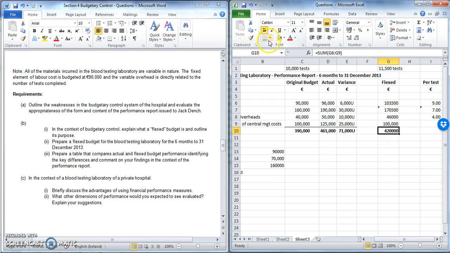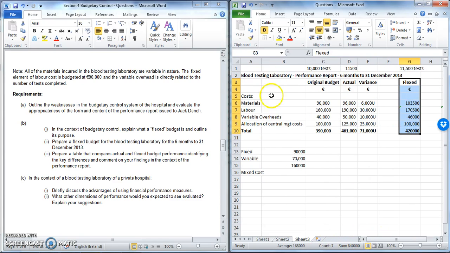In your flex budget, you would have expected to have costs of 420,000 if you had 11,500 tests. You actually had costs of 461,000, so that is obviously an adverse variance. But it's not fair to compare the original budget to actual because they are two different levels of activity. You're not comparing like with like. So the first thing you need to do was part B, part 2, prepare the flex budget. This is essentially the flex budget: the level of cost for each line item, resulting in a total cost expected in the flex budget of 420,000.